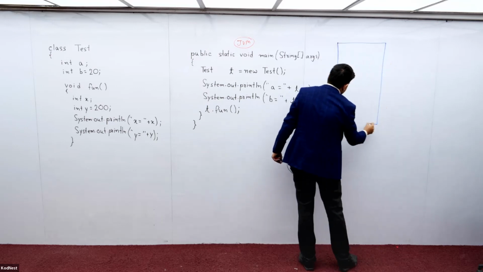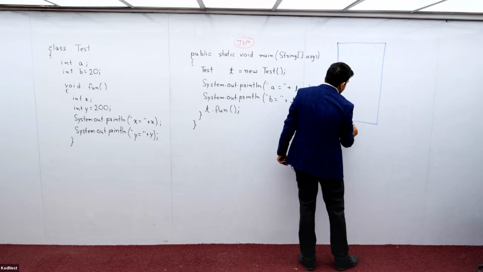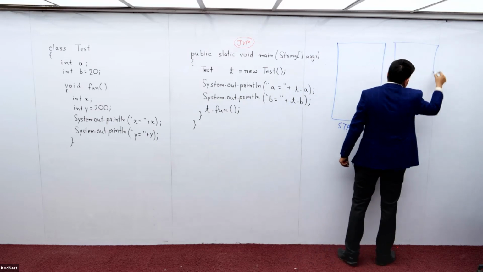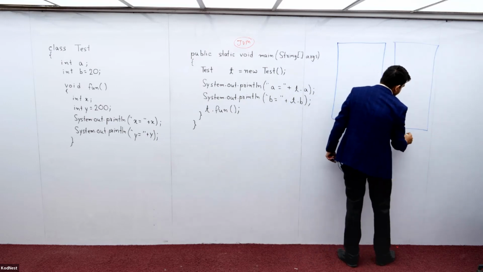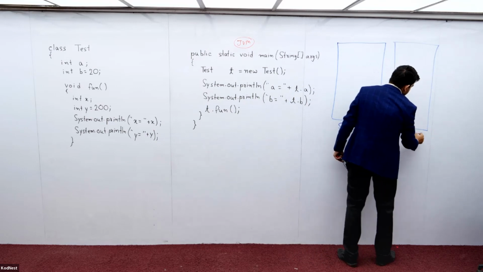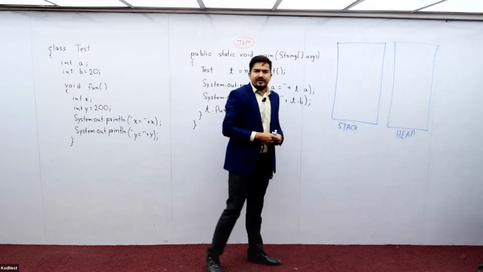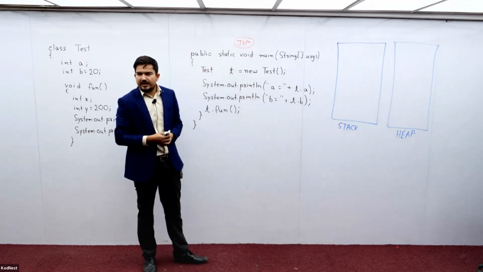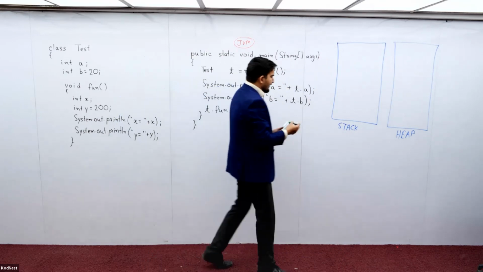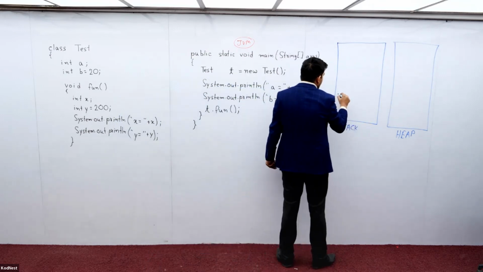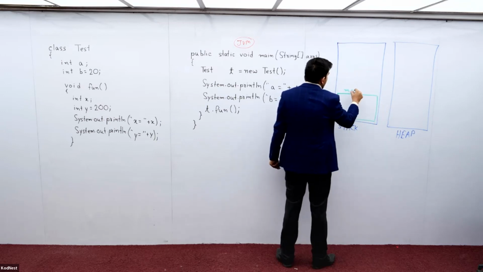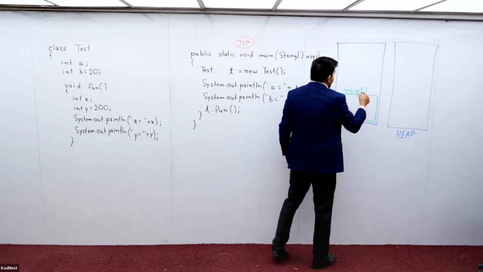Let's suppose this is our stack segment, and maybe this happens to be the heap segment. Program execution should start from where? From the JVM calling the main method. As soon as JVM is going to call the main method, what will happen? One stack frame for the main method will be created on the stack segment. So maybe as soon as the JVM would have called the main method, one stack frame for the main method would have been created like this. This is the stack frame for the main method.